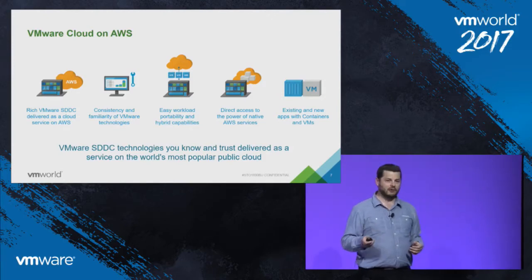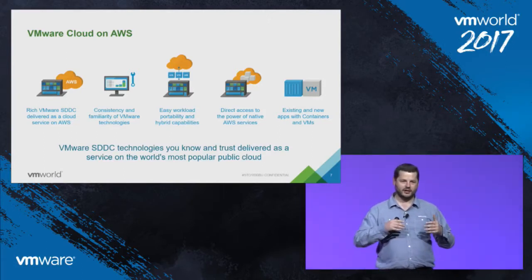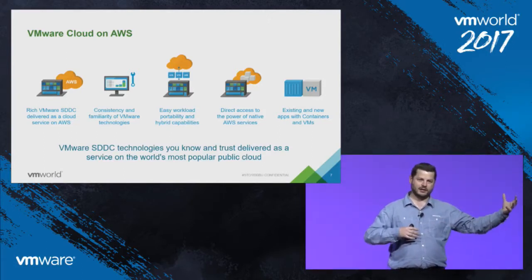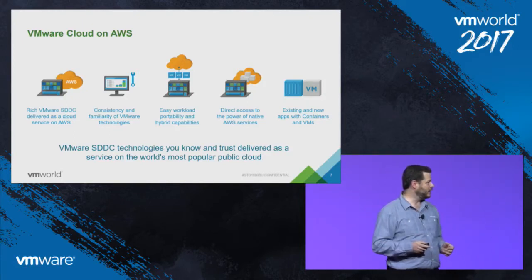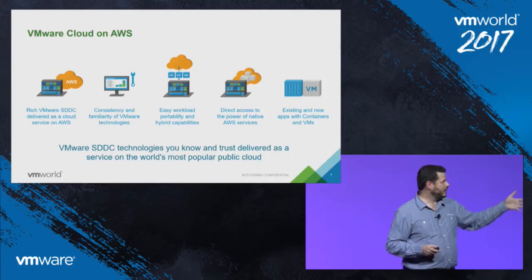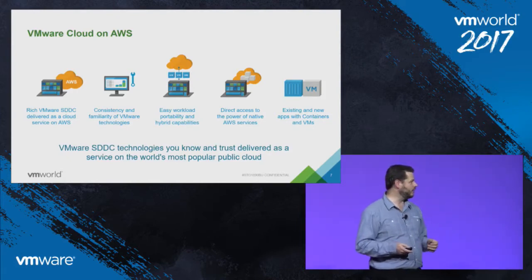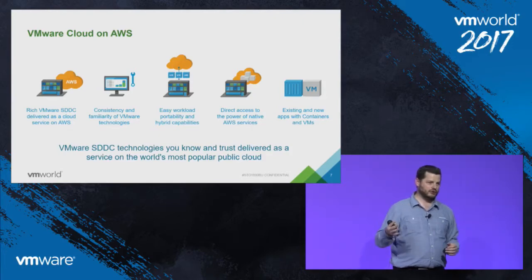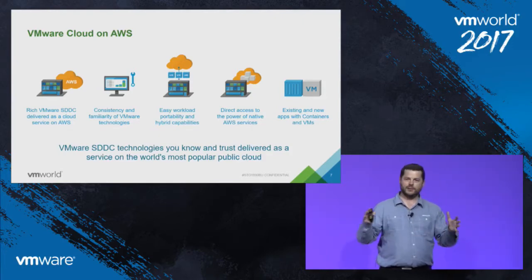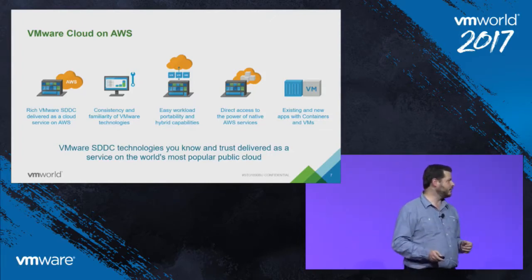Direct access also to the power of native AWS services. That's one of the things that really differentiates this, is that you are able, once you're in VMware Cloud on AWS, to be able to reach out into that rich set of services available on AWS. And then also being able to take both your existing applications and other newer applications that you're running on the VMware platform and bringing those into this environment as well. But really the key thing is that we're taking those proven, trusted technologies that you're all familiar with and enabling you to consume them in a new way on VMware Cloud on AWS.